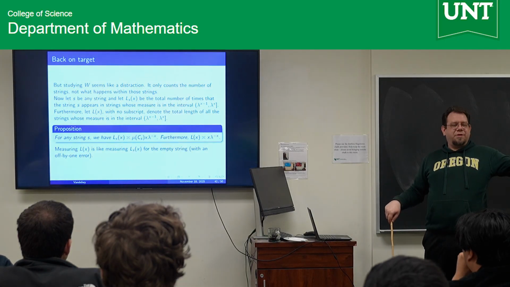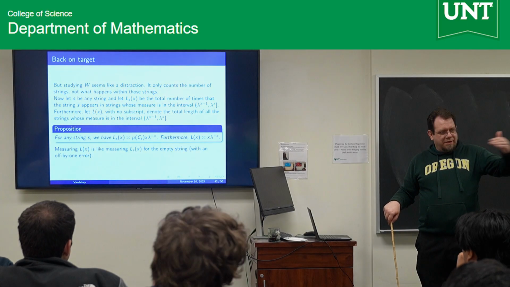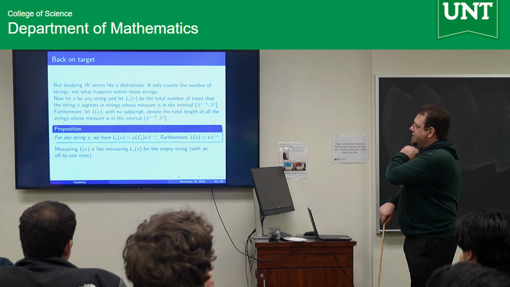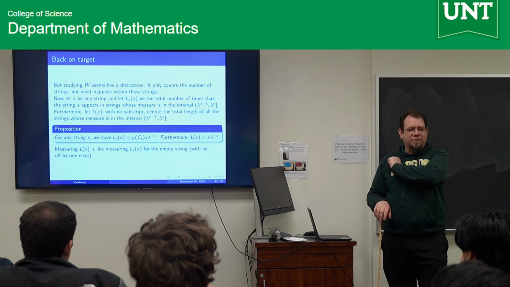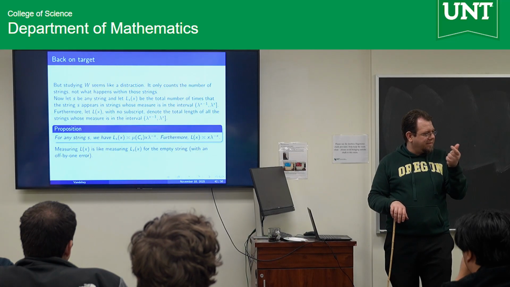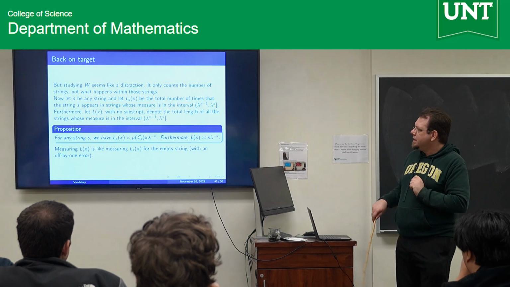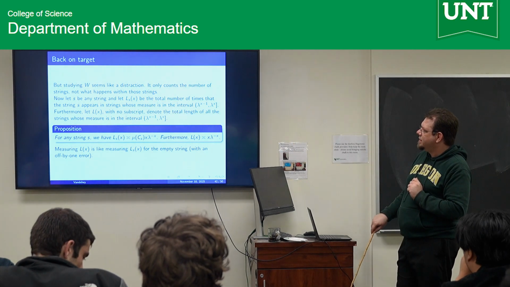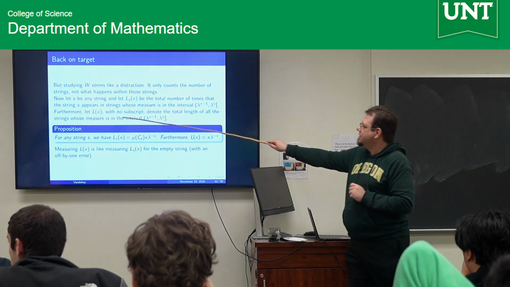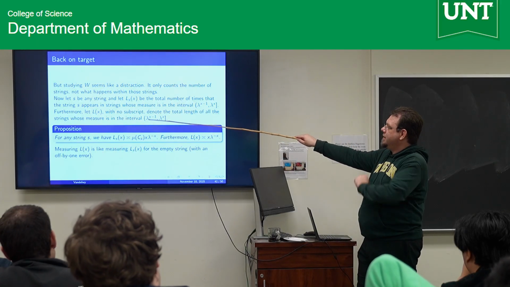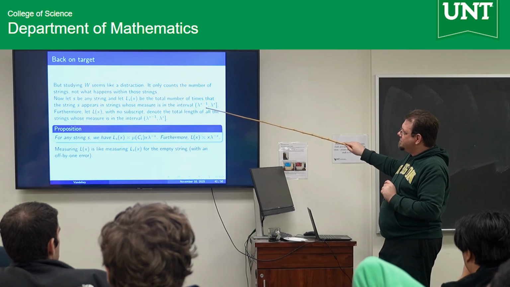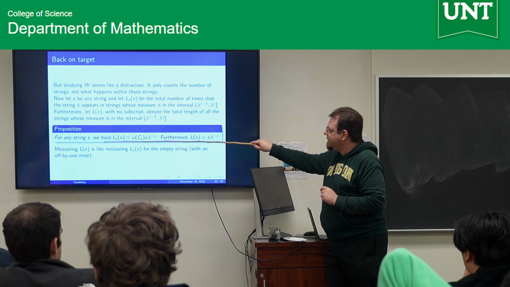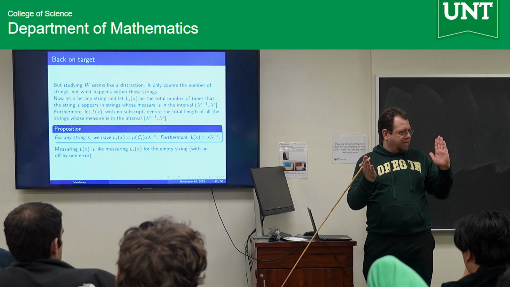Okay, so now we know that this w function is bounded by this kind of nice bound on lambda to the negative x. But that seems a little bit like a distraction because that only counts a number of strings. It doesn't tell me how often I see a particular substring. So for that, let me introduce another bit of new notation. Let me call this L sub s of x. And that's going to count the number of times s appears within other strings, and those other strings need to be in this particular interval, according to their measurement. If I have no subscript, I just want that to be the total length of things.